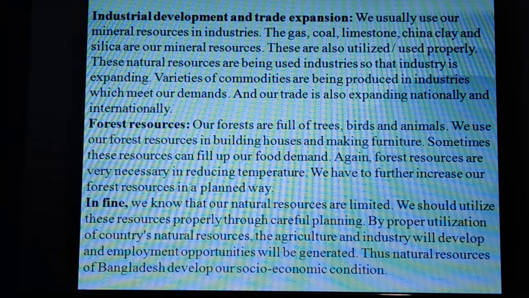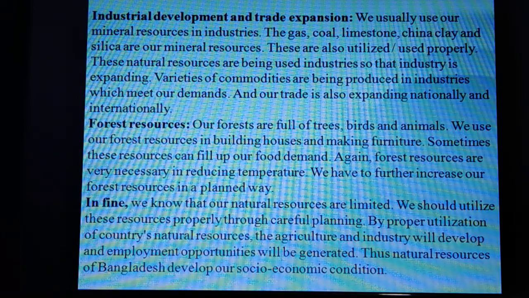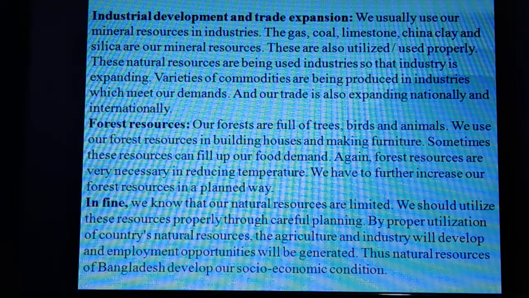In fine, we can say that our natural resources are very limited. We should utilize these resources properly through careful planning. By proper utilization of the country's natural resources, the agricultural industry will develop and employment opportunities will be generated. Thus, natural resources of Bangladesh develop our socio-economic condition.